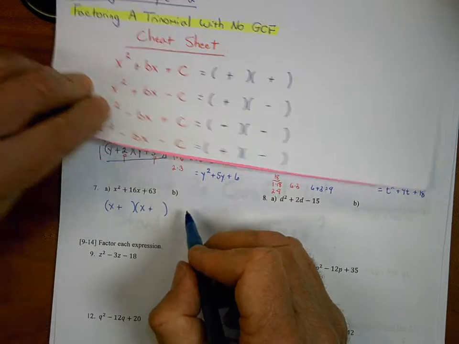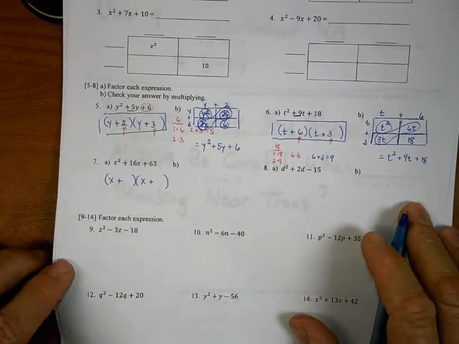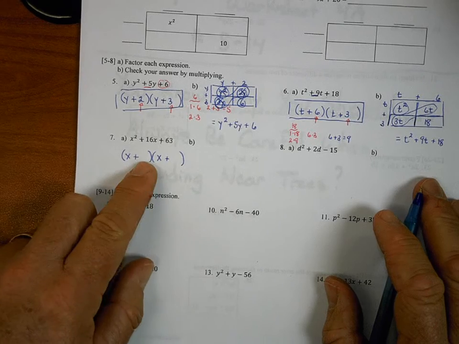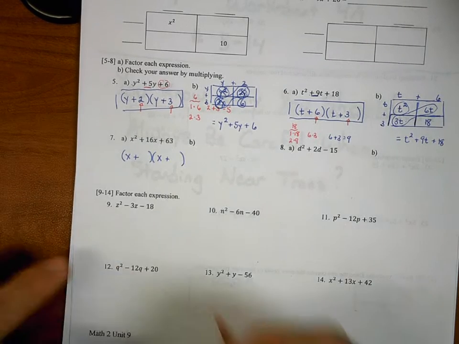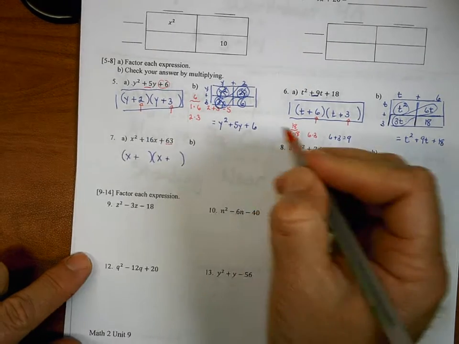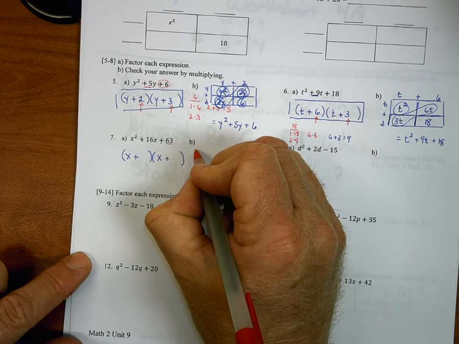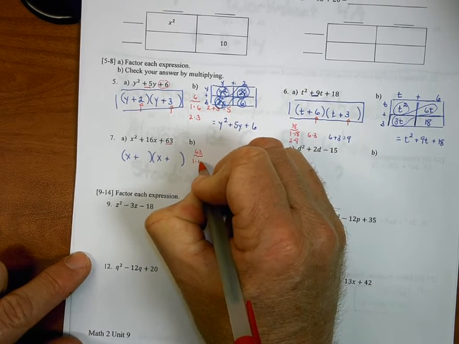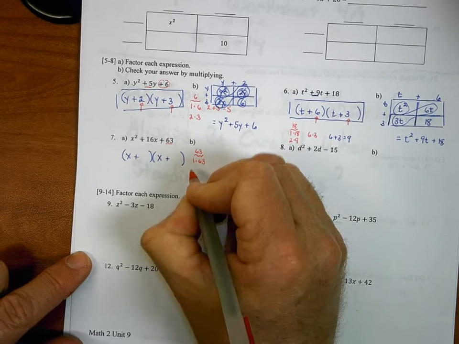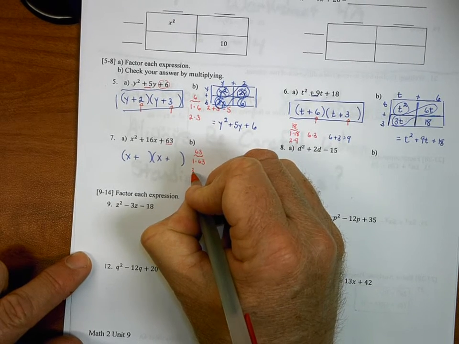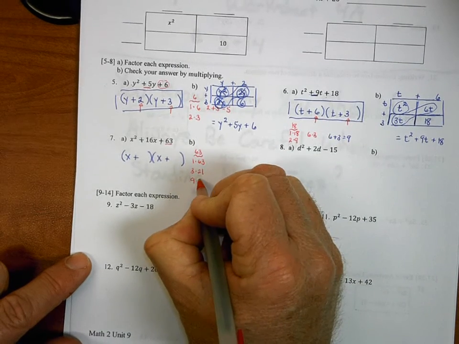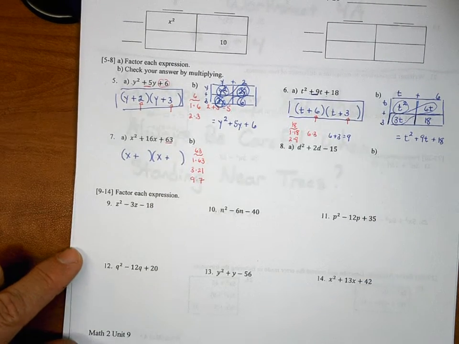And now I'm going to have to do a little bit of math to figure out what goes in the second part in each one of these. These are going to be numerical values right here. So I take my last term, which we call our c value, which is 63, and I'm going to make a list of all the pairs of numbers that multiply to make 63. So 1 and 63, 3 times 21, 9 times 7, and that's it.